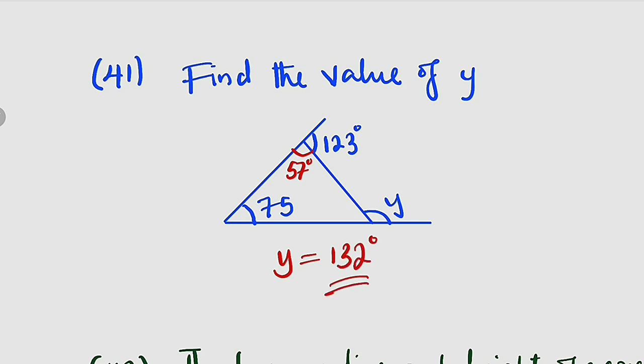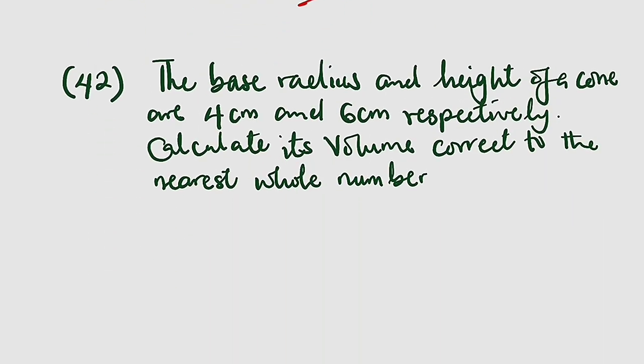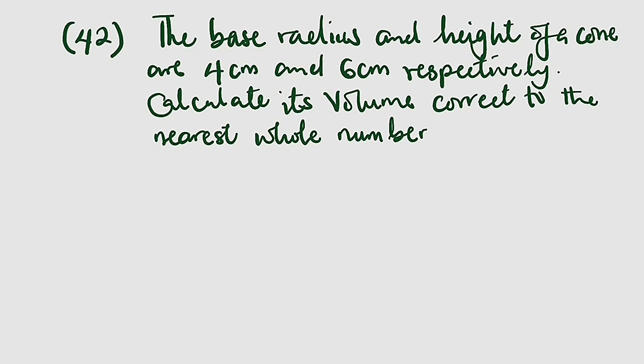As simple as that. Let us move on to question number 42. Question number 42 reads: the base radius and height of a cone are 4 centimeters and 6 centimeters respectively. We're asked to calculate its volume correct to the nearest whole number. So what is the formula for calculating the volume of a cone? It is given as V is equal to 1 divided by 3 pi r squared h. h is the height, r is the radius, and pi is a constant.